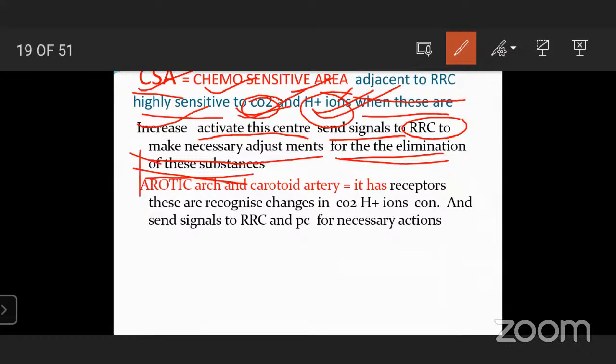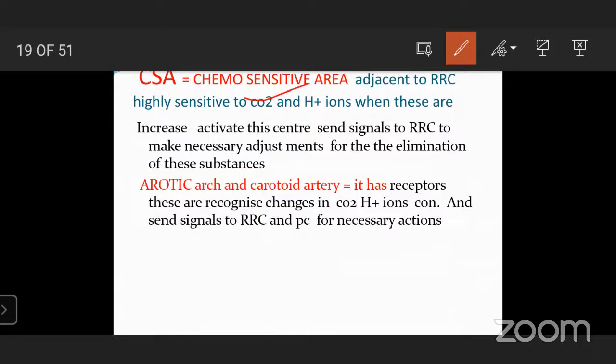Suppose the CSA fails. It is not activated, even though the CO2 and hydrogen ions are increased in the blood. The CSA does not send the signal to the RRC, so what happens? The RRC is also not activated, so the necessary adjustments are not made. Yes or no? Whenever the CSA does not respond, this is failure, then what happens?